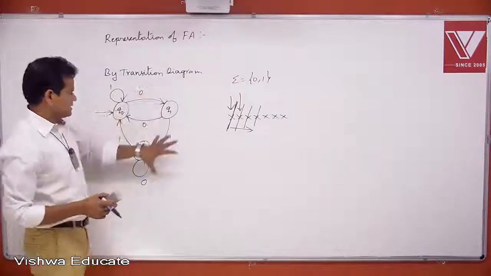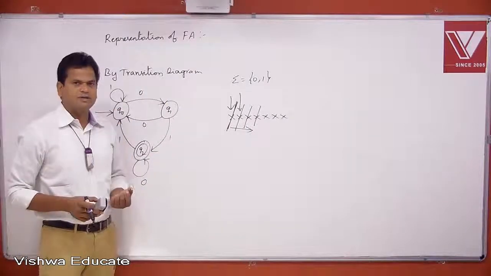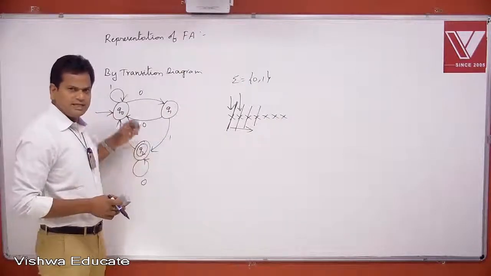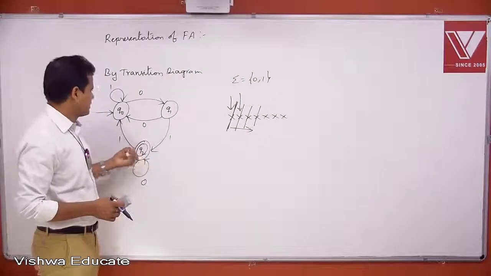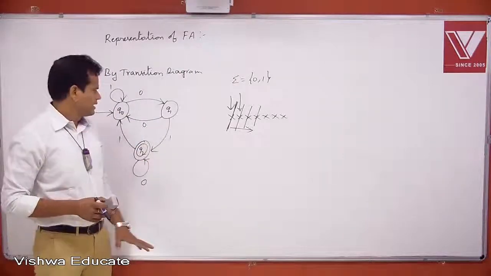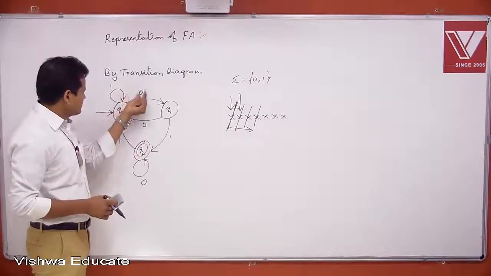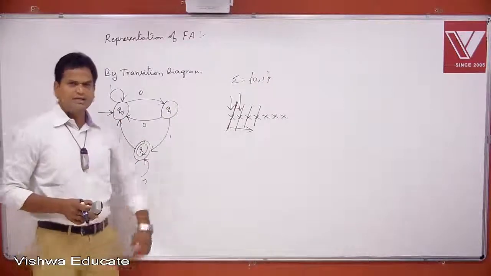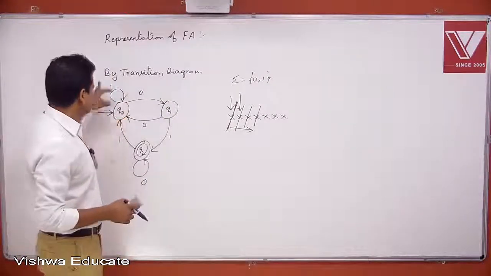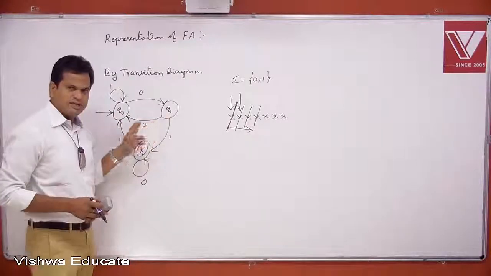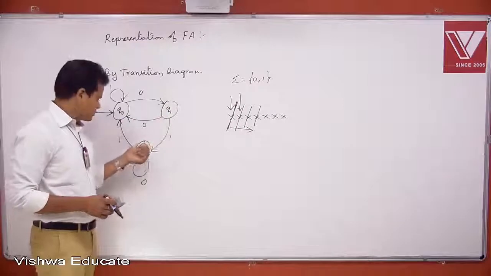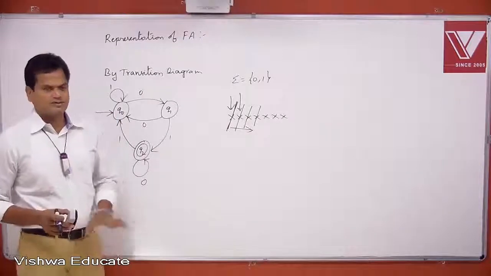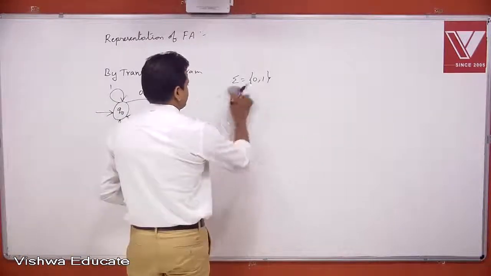So this is the example of a finite automata by transition diagram. States are Q0, Q1, Q2, initial is Q0 and the final state is Q2, and inputs are 0 and 1. If the machine is in Q0 and input 0 is given, it goes to Q1 state. If the machine is in Q0 and input 1 is given, it remains in the same state. Like that, Q1 on 0 comes back to Q0, Q1 on 1 goes to Q2, Q2 on 0 remains in the same state, and Q2 on 1 goes to Q0. So this is by transition diagram.